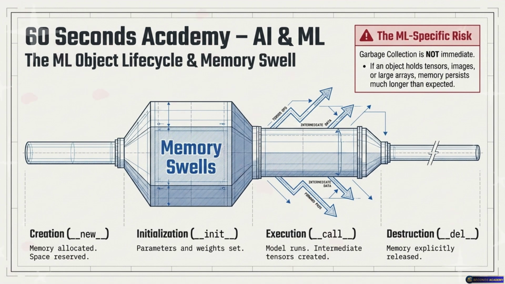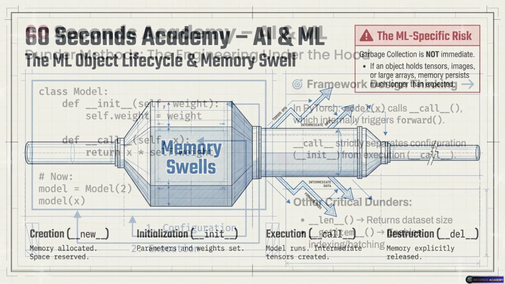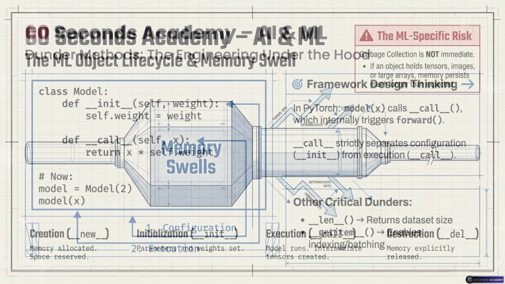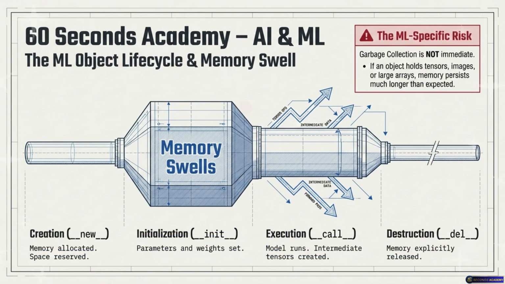Okay, so Python uses these special double underscore methods, often called Dunder methods, to manage this entire lifecycle. First, you have creation, which is handled by the new method. In standard Python, you almost never touch this, but it's vital to understand what it's doing. New is the method that actually talks to the hardware or the underlying C-level memory allocator to carve out the physical RAM for your heavy object.